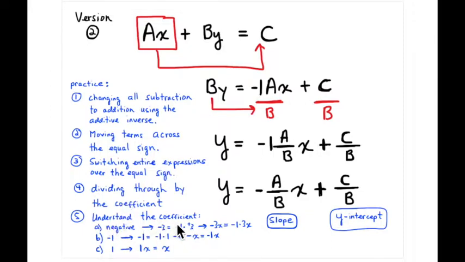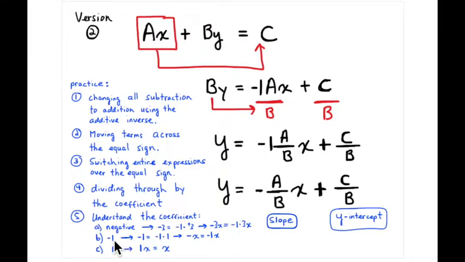Understanding the coefficient. So understanding a negative coefficient as negative 3x, for example, is really the opposite of positive 3x. So it's a negative 1 times positive 3. So negative 3x is a negative 1, or the opposite of a positive 3x. This will become useful later.